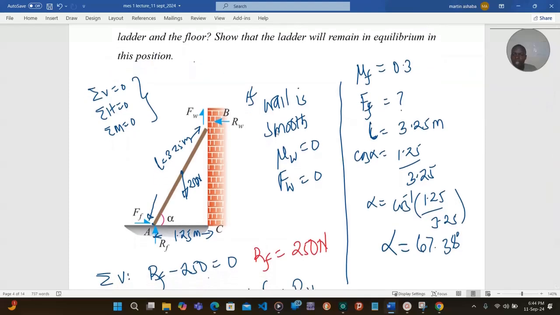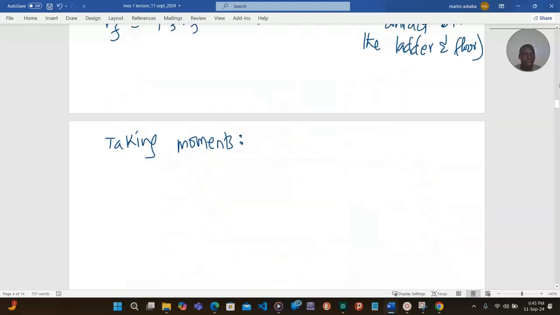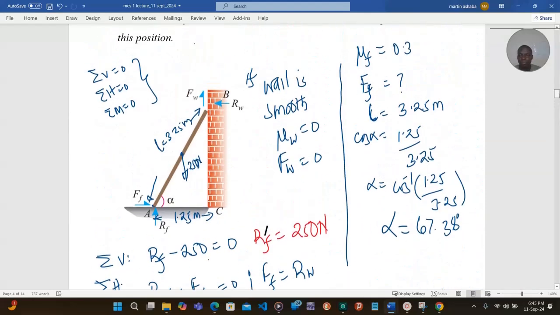Let's take moments about B, because we want to determine the value of the frictional force. What is the vertical component? The vertical force we have is 250. The horizontal is Ff. Now, what is the force that is in a clockwise direction?